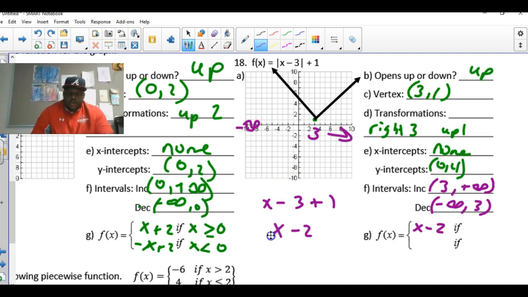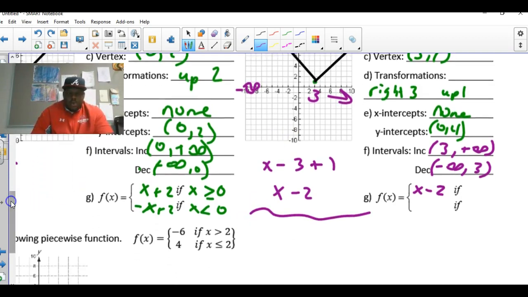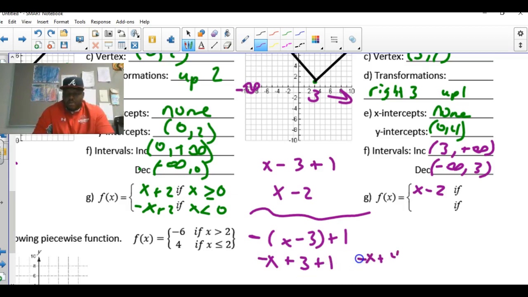All right, for the next equation, I'm going to take the same equation right here, but I'm going to put a negative out front this time. Like that. All right, so now when I solve it, guys, you end up with negative x, distribute the negative, so negative x plus 3, my plus 1. And negative x plus 3 plus 1, with 3 plus 1 being 4, so you have negative x plus 4.